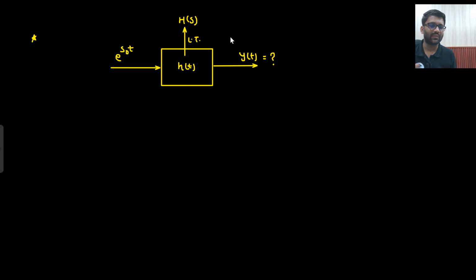But before that, let's write down the conclusion. What is the conclusion we have written down? The conclusion is y(t) is equal to, if I am saying H of s is my transfer function of the LTI system. What is this H of s? Transfer function of LTI system. Or at least h(t) will be defined, and from there I can get H of s.